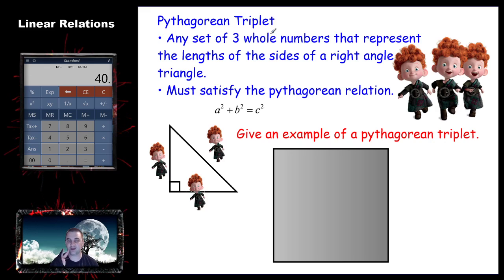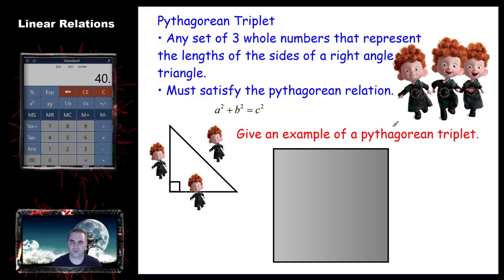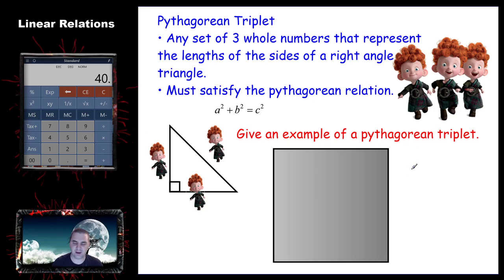It's any set of 3 whole numbers that represent the length of the sides of a right angle triangle. And it has to work with the Pythagorean relation. So what I'm really talking about are ones that just work out so nicely. So think about it right now. There's one really easy example that we looked at earlier.